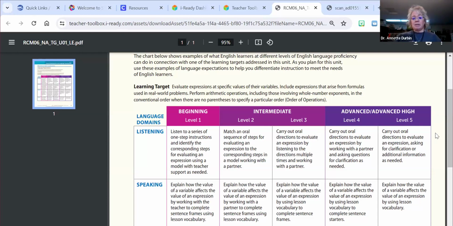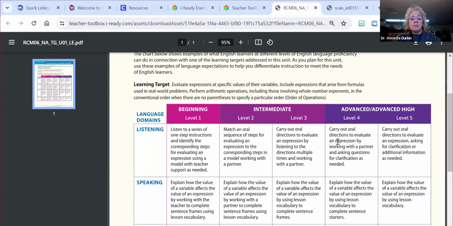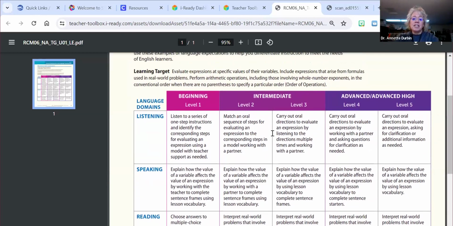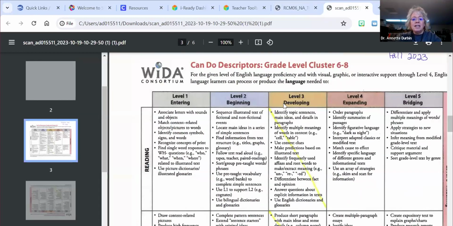So what I'm going to do is to share with you how this rubric for your English language learners from chapter 1 of the 6th grade I Ready math program, how we're going to use this to support your English language learner. All right. So what I have here on the next picture is I have with you a sample WIDA consortium can-do descriptors.